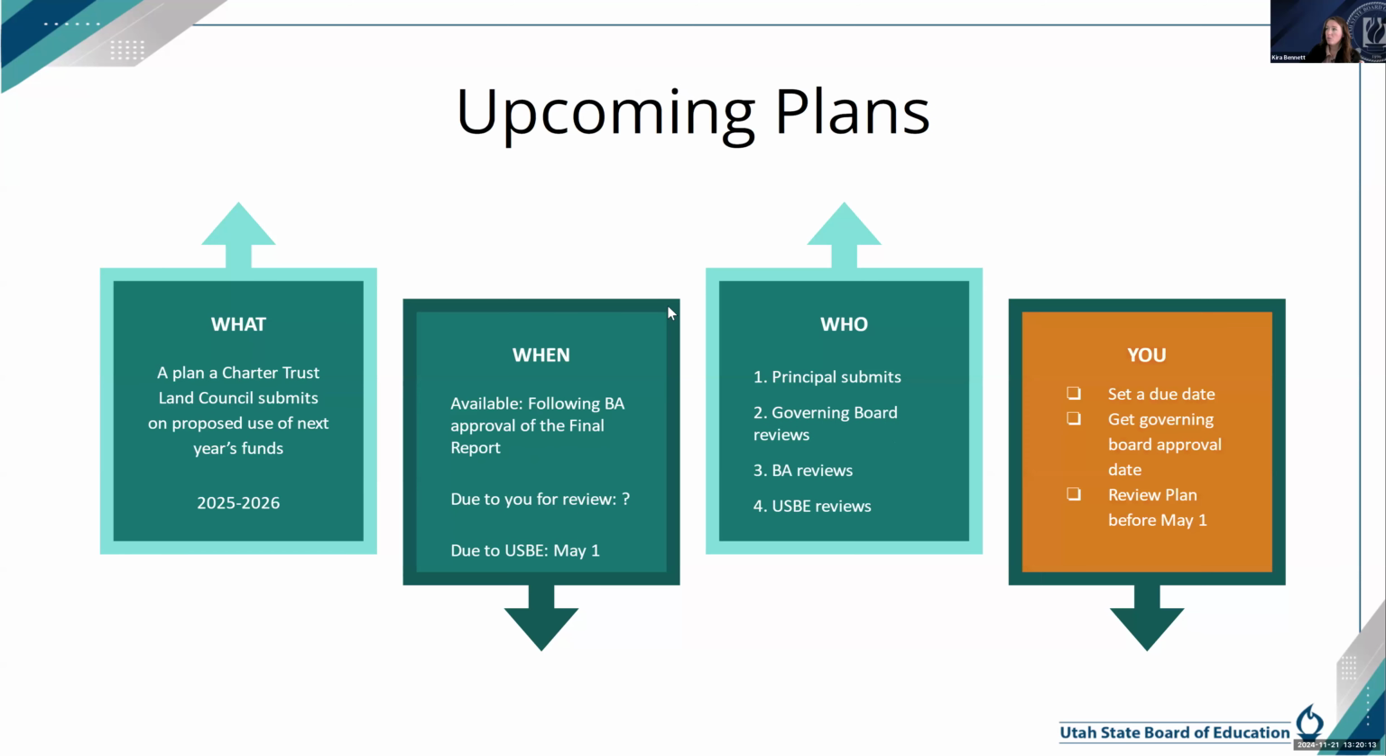Okay. While you're doing that, I'm going to shift focus a little bit and talk about the second report you'll want to set a due date for, and that is called the upcoming plan. This is how schools plan to use School Land Trust funds for the upcoming school year. So this year they're planning for 2025 to 2026. The upcoming plan is available to principals after the final report is approved by you.